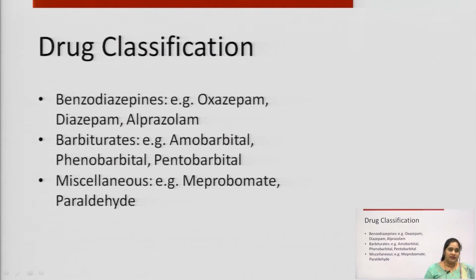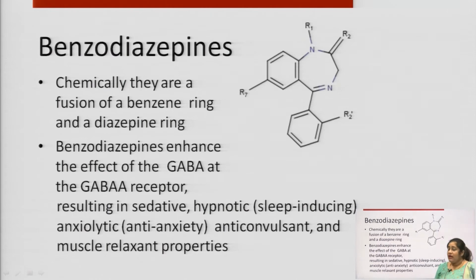Further, these sedatives and hypnotics have been classified into different categories. One is benzodiazepines, another is barbiturates, and then miscellaneous agents. In the miscellaneous agents we have amides and aldehydes. We will discuss it one by one. So the first category is benzodiazepine. Benzodiazepines, as the name suggests, are a fusion of benzene and diazepine rings.